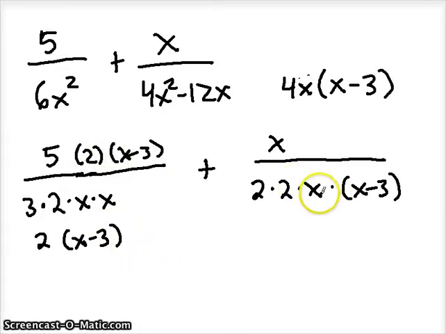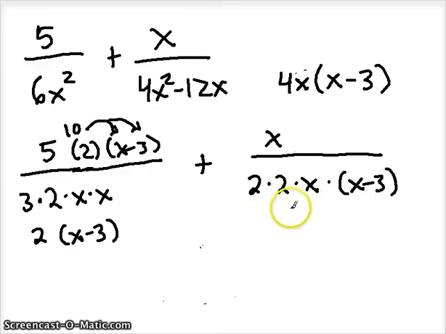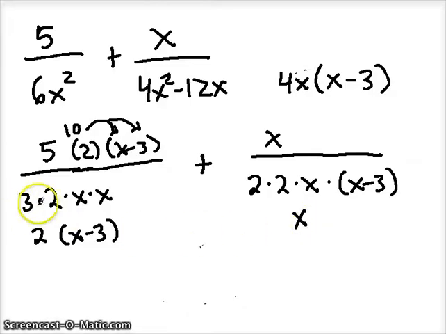Let's look on the right side. What does the left side have that the right side does not? So the left side has another x, two x's right here, and this only has one x, so we need another x here. The left side also has a 3 that the right side does not, so we're going to multiply top and bottom by 3x. That's what's missing there. So now we can rewrite this all using one denominator.